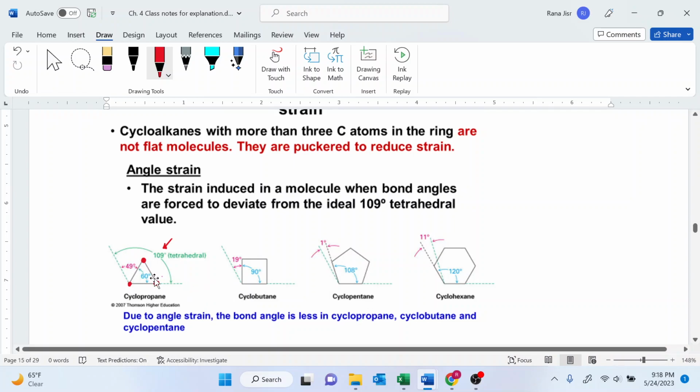However, you can see that if I want to arrange three carbons in a cycle, then I need to compress the bonds to 60 instead of 109.5. So this is a deviation of 49 degrees. This deviation here causes what we call an angle strain. It's the energy due to the compression of the bonds.